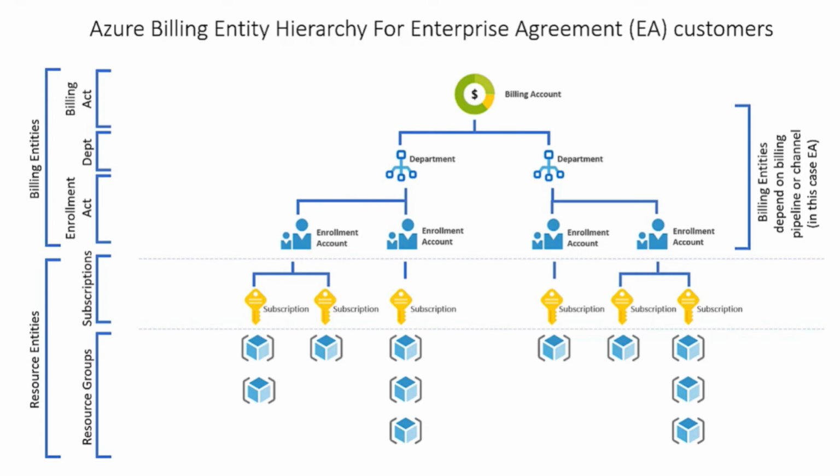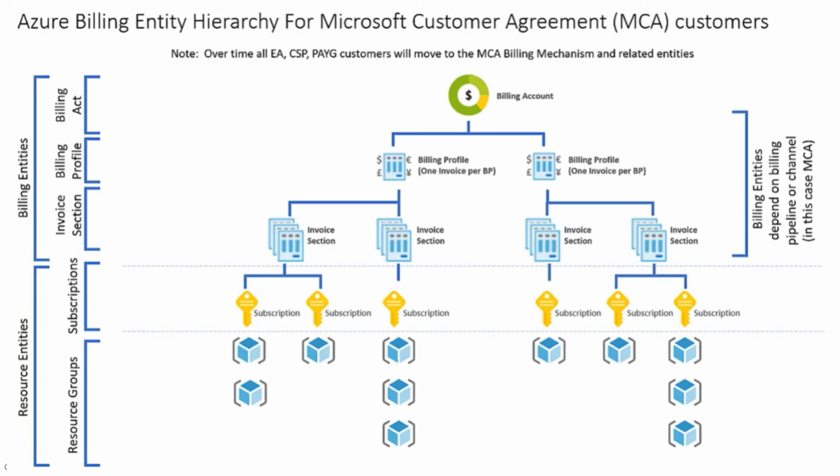For an enterprise agreement customer, the billing entities lead with a billing account, followed by departments and enrollments. In the Microsoft customer agreement world, billing accounts are still the parent but are divided into billing profiles and invoice sections.